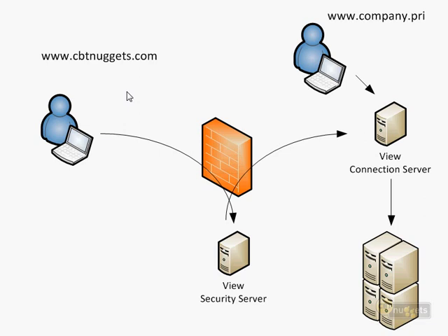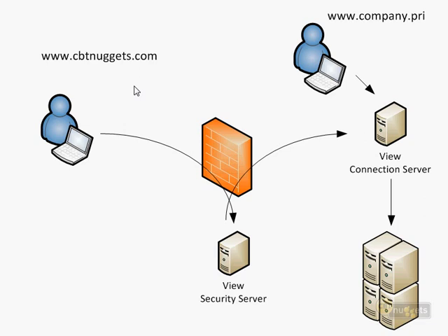Now, the challenging part here is that many of us, perhaps most of us, have a disjointed namespace between the outside world and the inside world. Your domain on the inside might be company.pri, but your domain on the outside is very obviously not going to be company.pri. It might be something else, like, I don't know, cb2nuggets.com. How do you like that for the plug?